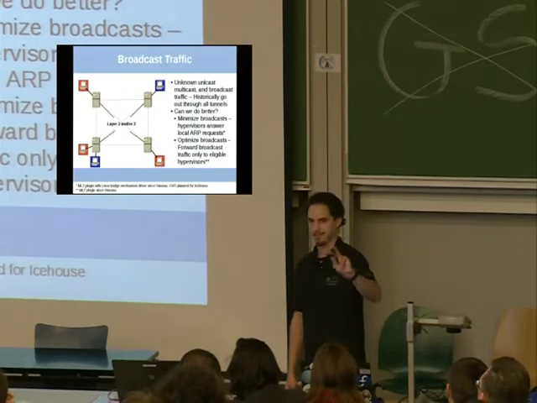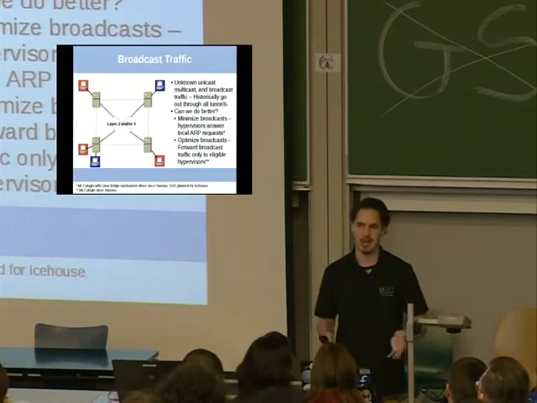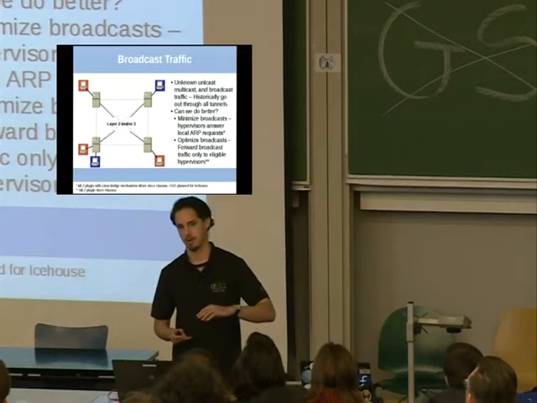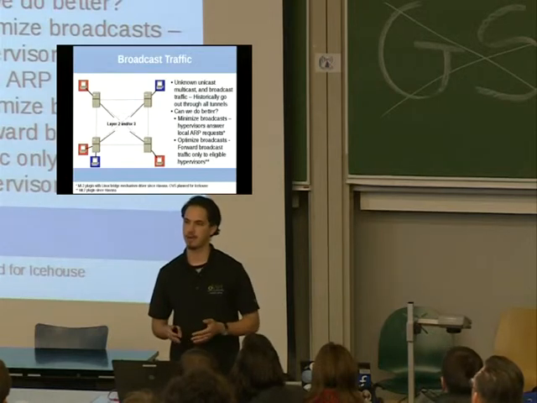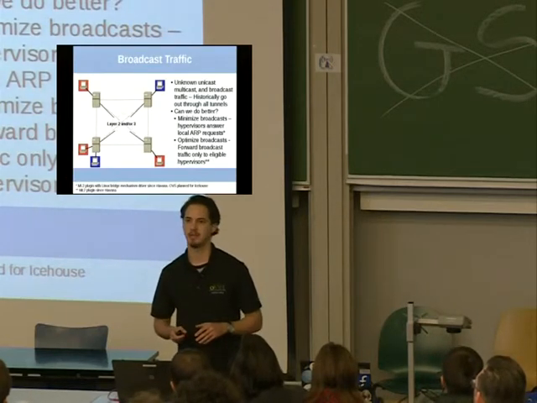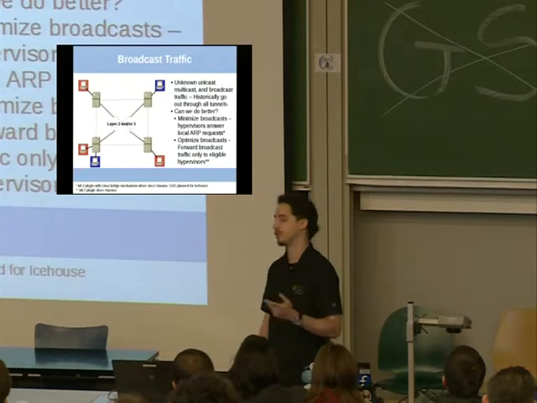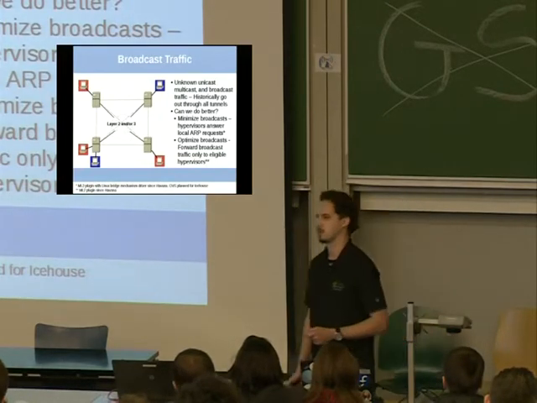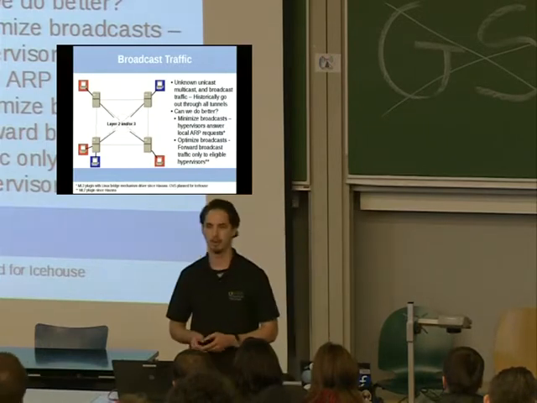So we can do two things. We can just send fewer broadcasts. And for the broadcasts that are left, that we didn't optimize away, we can make them smarter. We can make them reach only the compute nodes that they should reach. So about minimizing broadcasts, it turns out a lot of broadcasts are just about ARP requests.